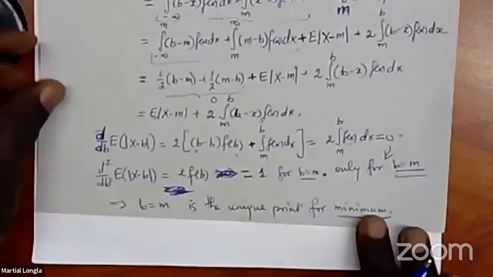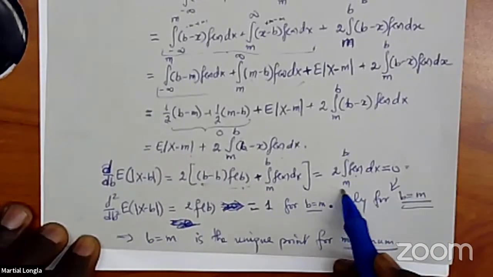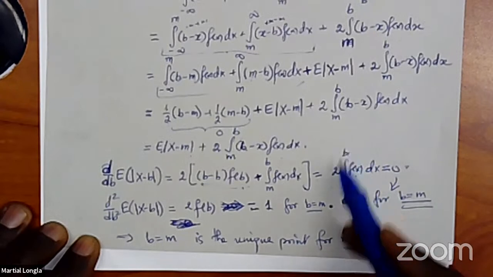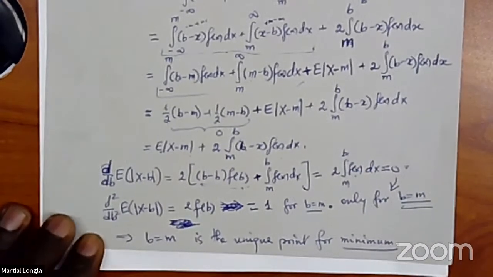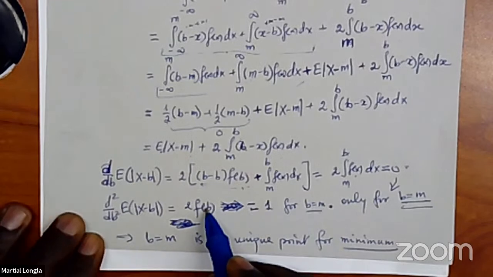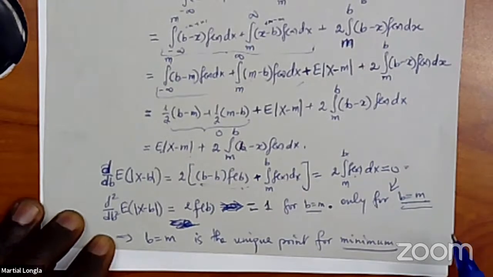And then you take the second derivative, which will be now the derivative of this, because this is the first derivative. And when you take that derivative with respect to the upper bound, it's just 2f of b. But you know that b is equal to m at that critical point. So when b is equal to m, you plug it in here. 2 f of b. What is f of b equal to?